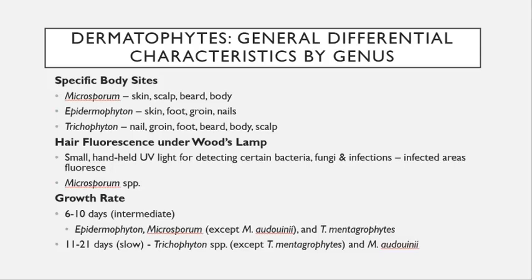A small handheld UV light known as the Wood's lamp can be used to detect certain bacteria, fungi, and infections. In infected areas, that area will fluoresce, and a lot of times the species that is found is a Microsporum species. And there are different growth rates for different species. Some growth rates are intermediate, between 6 and 10 days, and some species are slow growers, between 11 and 21 days.